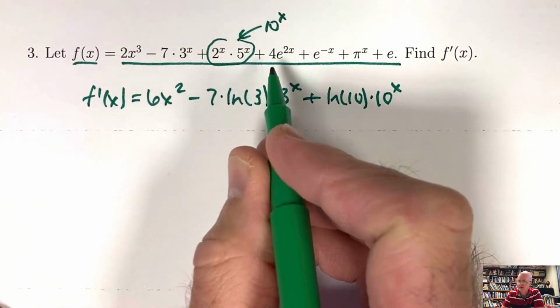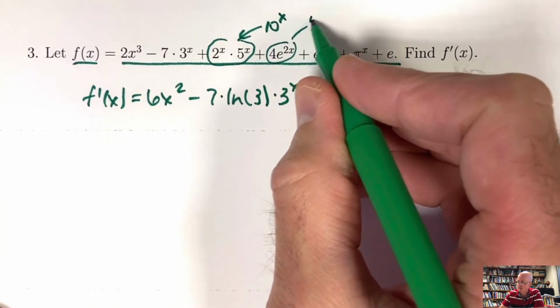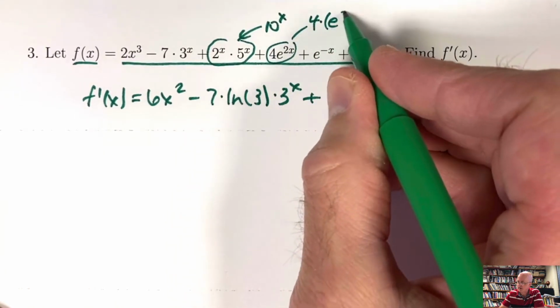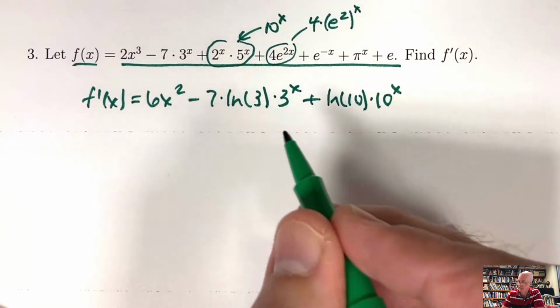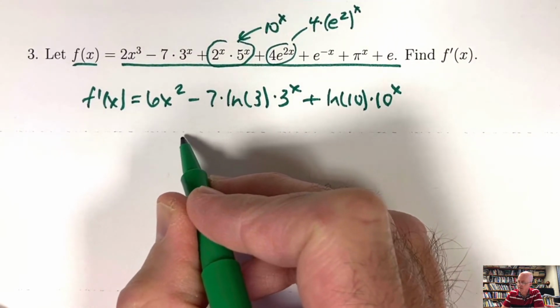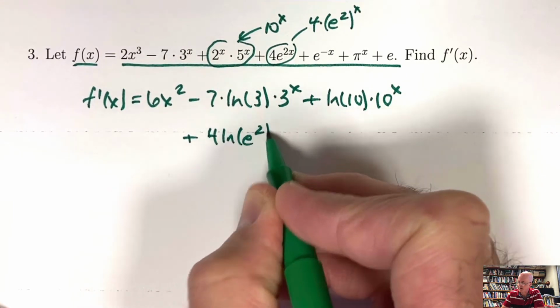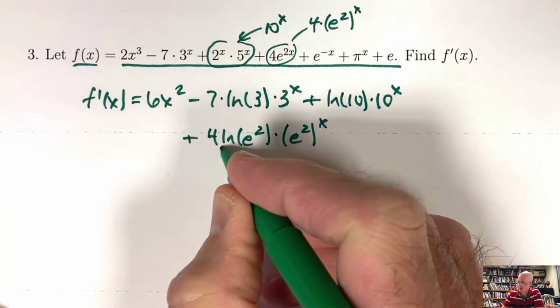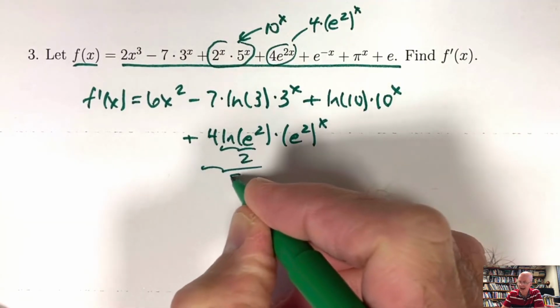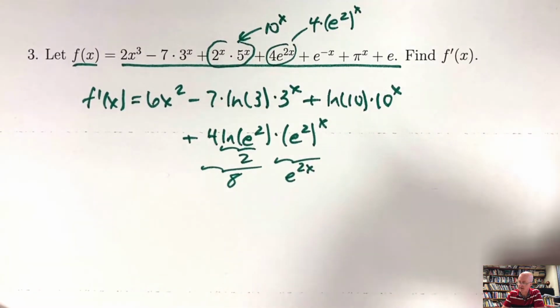Keep going. The derivative of 4 times e to the 2x, write that as 4 times e squared to the x if we want to avoid the chain rule, which we do want to avoid so far. The derivative of that will be plus 4 natural log of e squared times e squared to the x. Natural log of e squared is 2, so this becomes an 8. And we can re-simplify this to e to the 2x if we like.